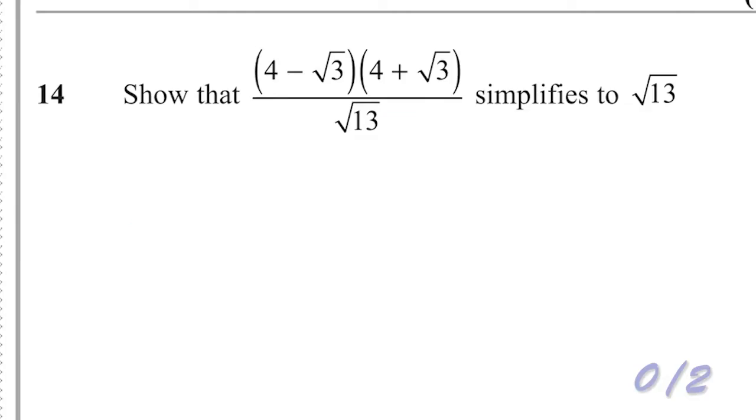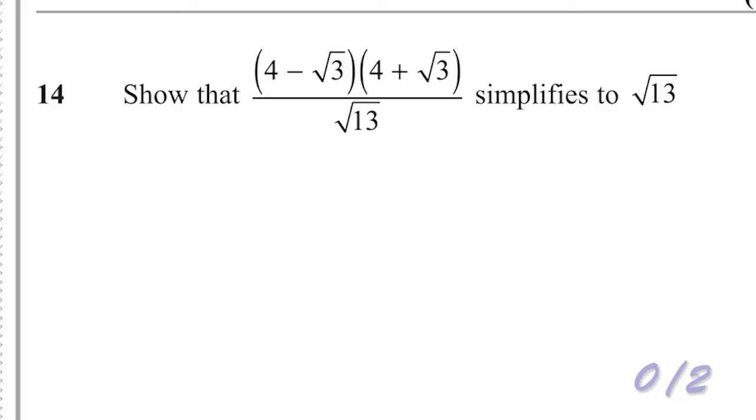Alright, question 14. Show that (4 minus root 3)(4 plus root 3) divided by root 13 simplifies to root 13. This question's only worth 2 marks, which I think is a little harsh. In a real exam I'd expect you to get 3 for this, hopefully. You do have to show a fair bit of knowledge. You need to be able to expand brackets and work with surds, and you have to do it all accurately. So I would expect 3 marks.